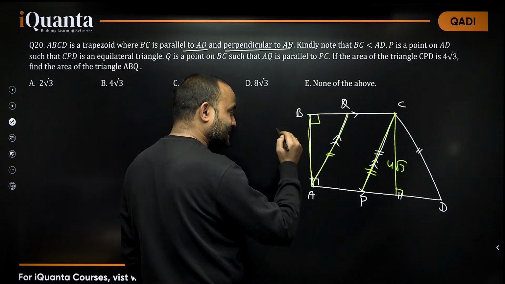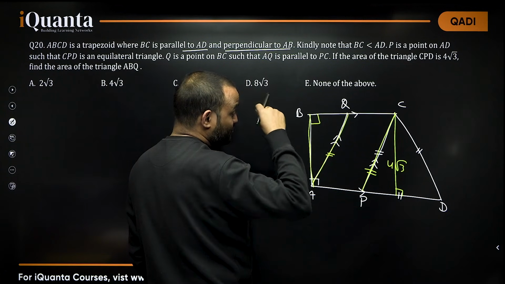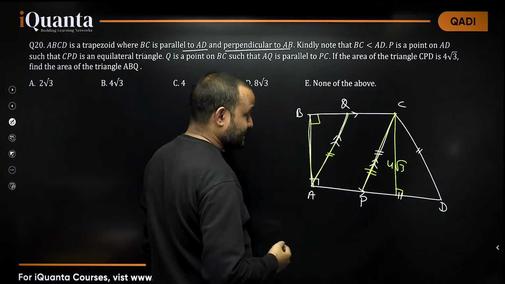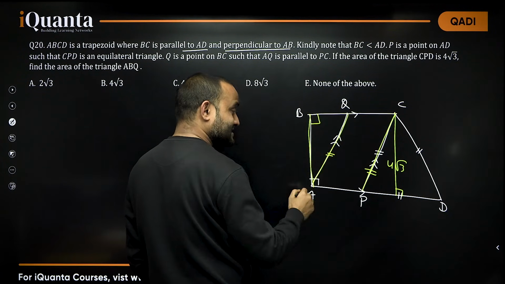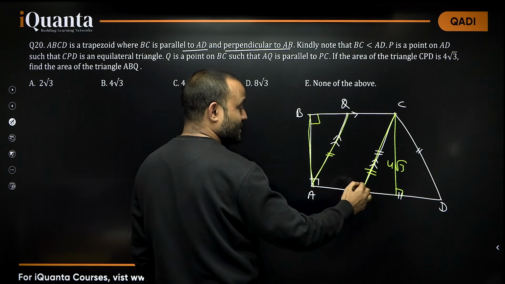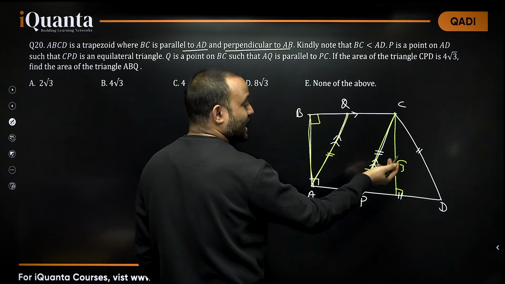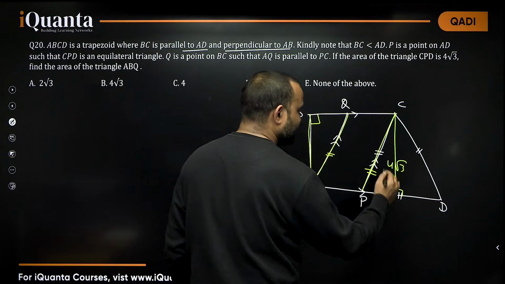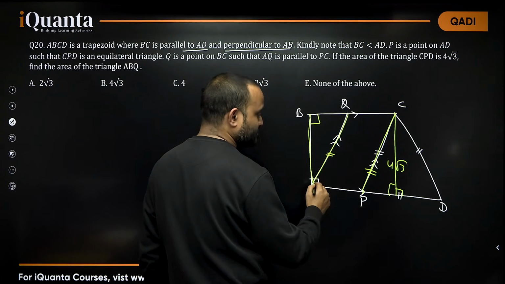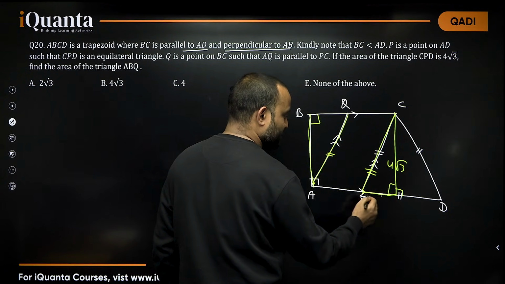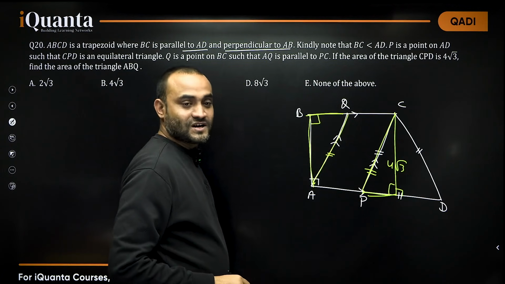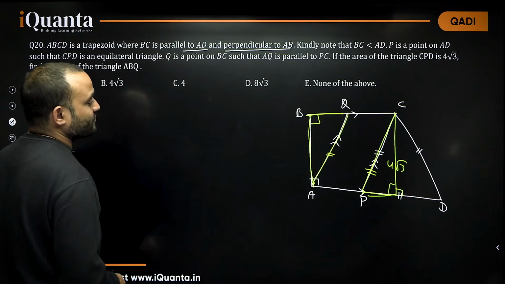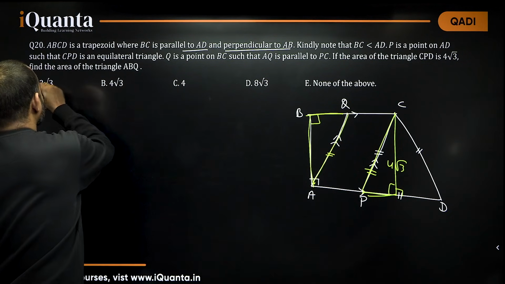Now can you see what I am saying? If this angle is 90 degrees, this is of course 90 degrees. These heights are the same, and this is also the same. So this triangle is nothing but half of this equilateral triangle, right? Same hypotenuse, same height. So this length will be equal to this length. So we don't need to do any calculation. The area of triangle ABQ will be half of the area of triangle CPD, which is 2 root 3.